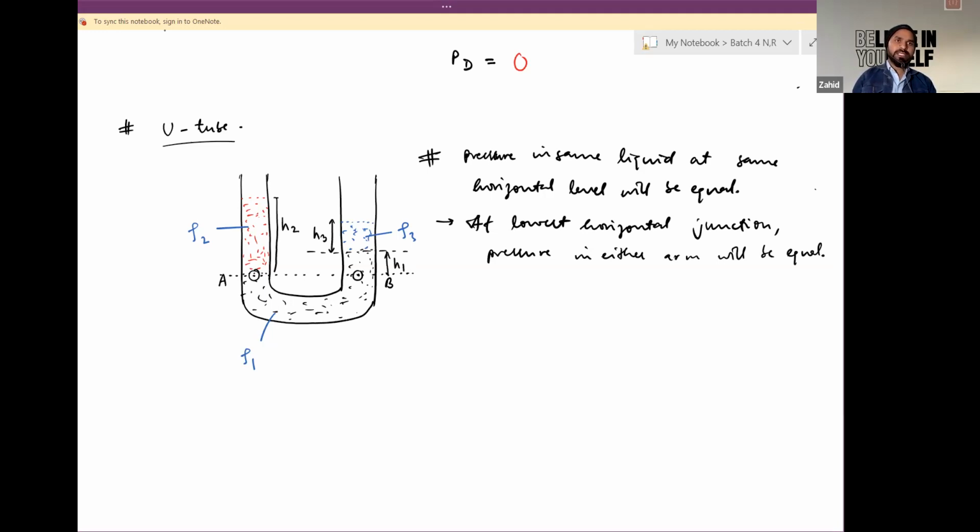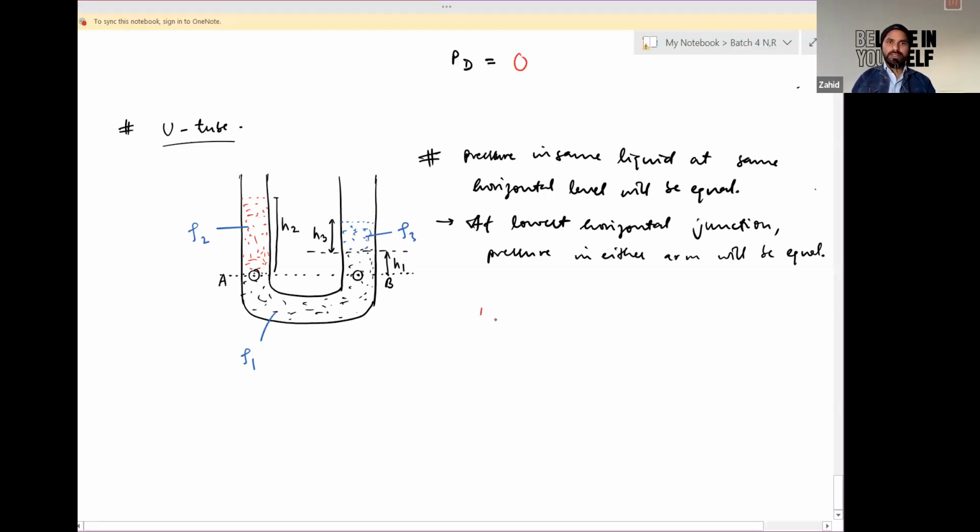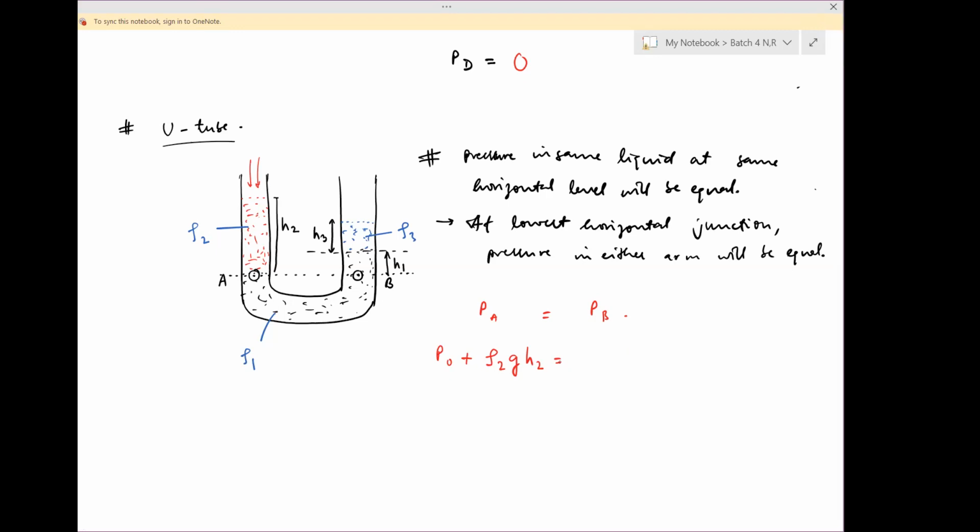So pressure at the same horizontal level should be equal. So pressure at point A must be equal to pressure at point B. Now check the amount of liquid which is generating net pressure at point A. One will be due to the second liquid and the other due to air pressure above it. So at point A, there will be pressure due to air plus pressure due to the vertical column of this second liquid having height h2. Is it clear? Yes, sir. Any doubt?